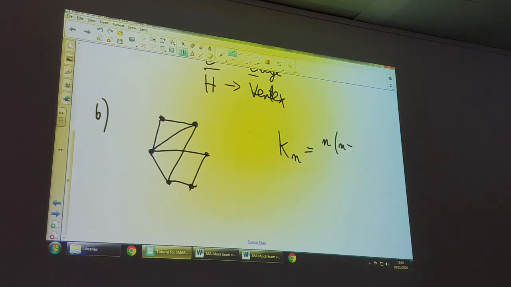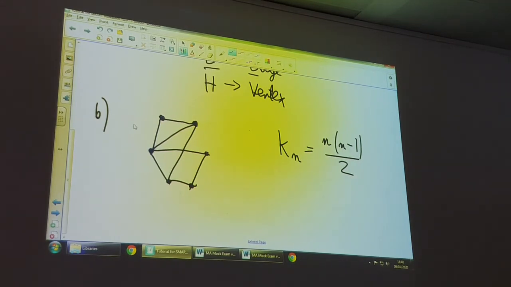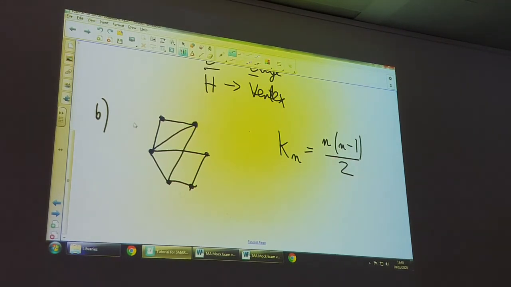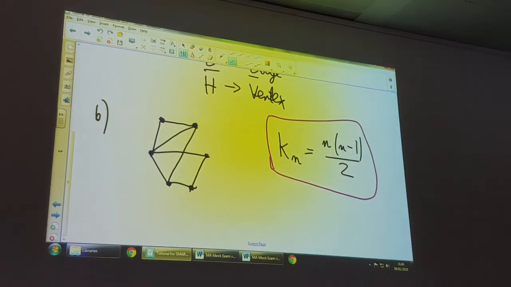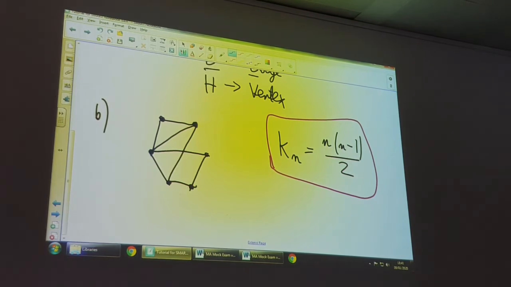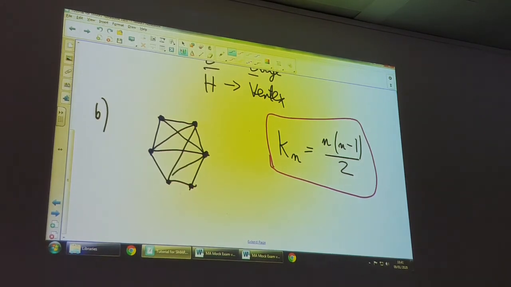N times n minus 1 over 2. Yeah, that was one formula you should remember. Is it in the appendix? No, because it's too simple. All right. Look, what it's talking about is a complete graph, one which contains exactly one arc between two nodes. It is complete if every one of those vertices has n minus one connections. I have six vertices, which means every single vertex needs to be connected to the other five vertices on the graph.